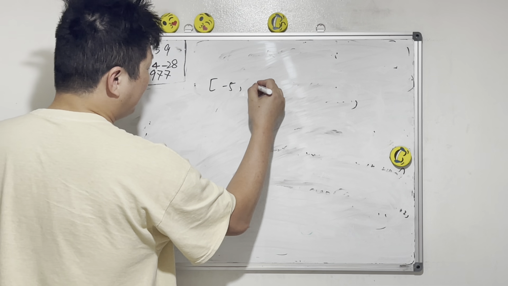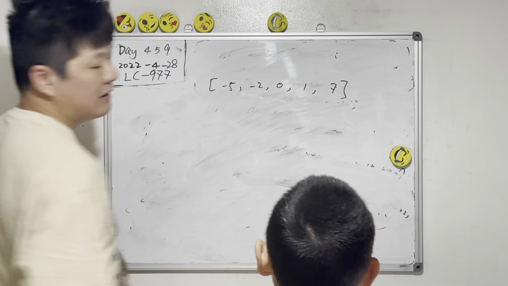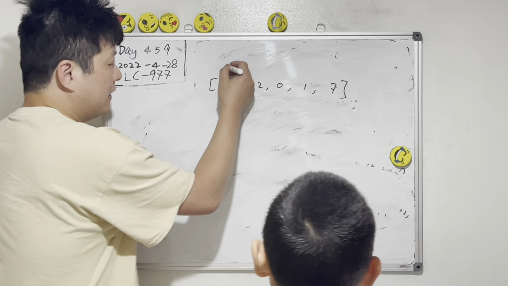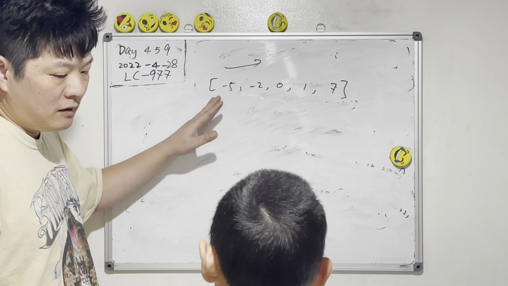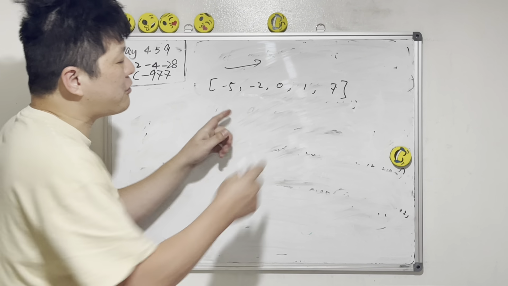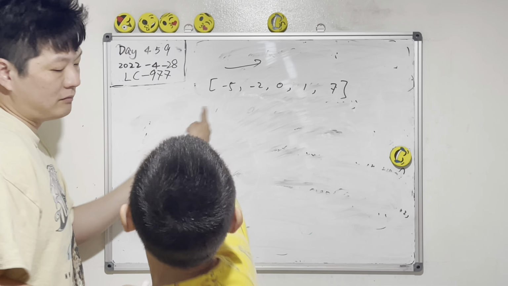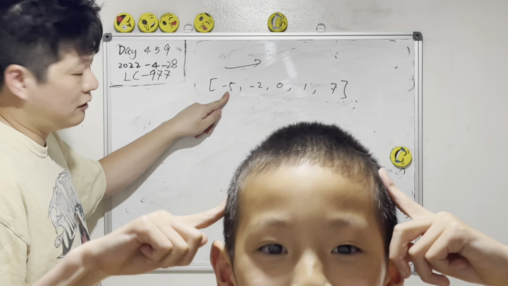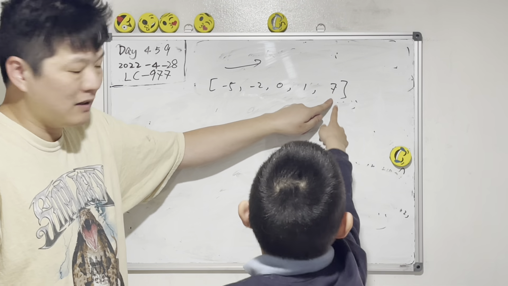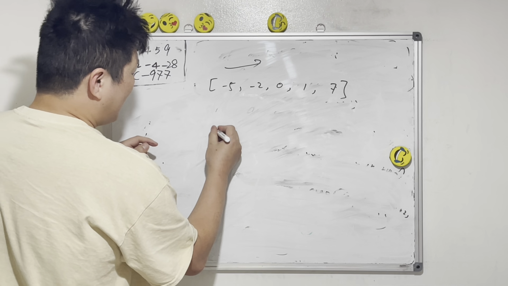Look, -5, -2, 0, 1, 7, right? This is already sorted. The thing is that with the negatives, you're not sure which one is bigger, right? Look, which one is bigger? That one's bigger. I mean the square. This one is bigger, yeah?